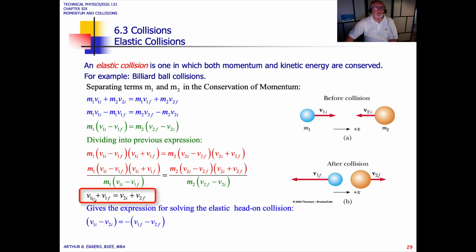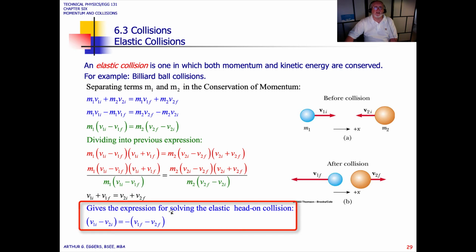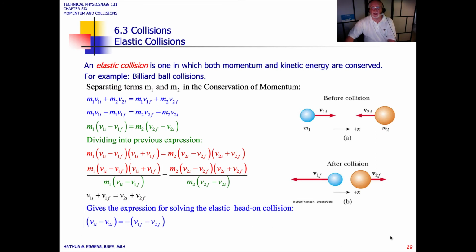So now we've simplified everything we've done at this point down to v1 initial plus v1 final equals v2 initial plus v2 final. So this gives us an expression now for solving the elastic head-on collision, okay? Now we moved our terms around again: v1 initial minus v2 initial, all the initials on the left, and v1 final minus v2 final, all of those on the right, as a negative term.